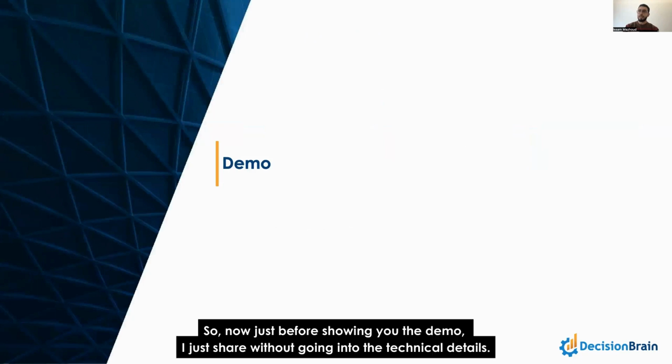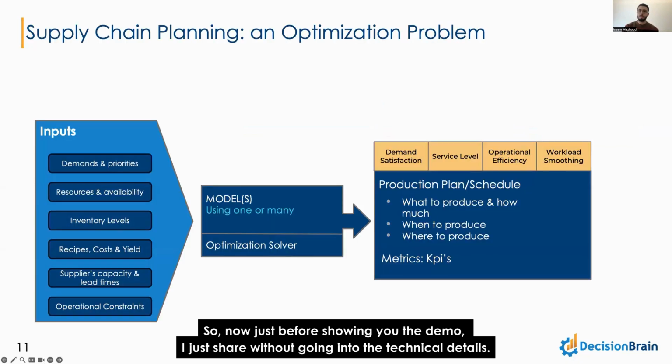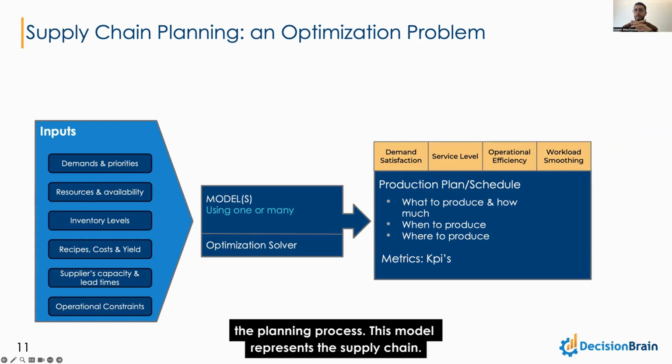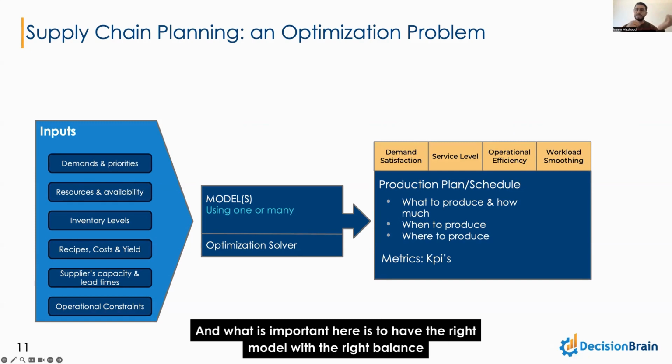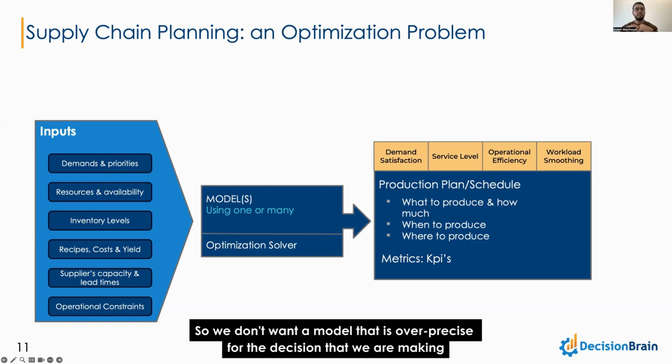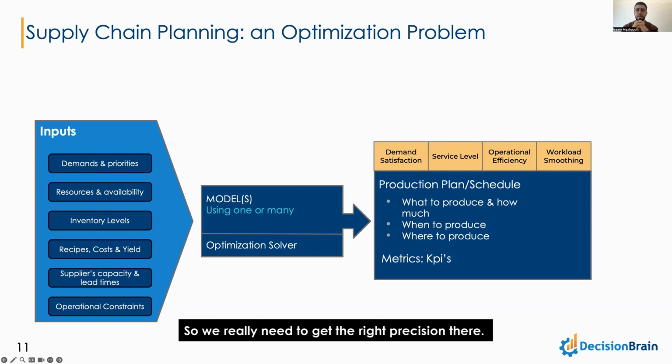So now, just before showing you the demo, I will share, without going into the technical details, that there is an optimization model at the heart of the decision process, or the planning process. This model represents the supply chain. And what is important here is to have the right model with the right balance between performance and precision. We don't want a model that is over precise for the decision that we are making, because a more precise model will lead to a less performant model. So we really need to get the right precision there.